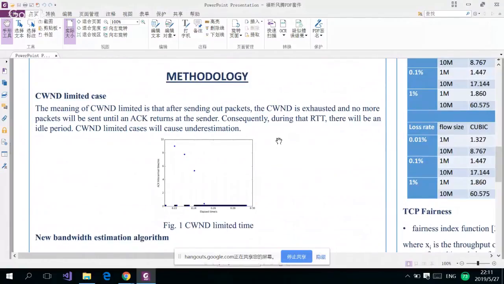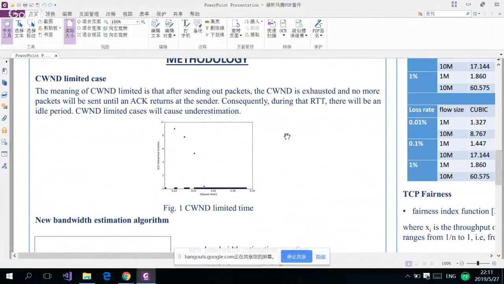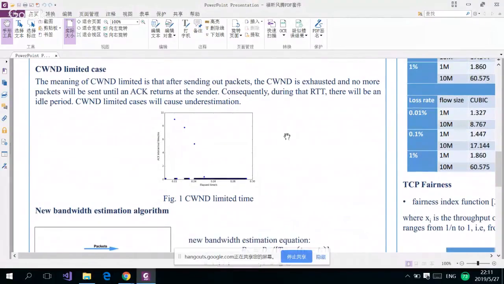The meaning of cwnd-limited is that after sending out packets, the cwnd is exhausted and no more packets will be sent until an ACK returns at the sender. Consequently, during that RTT, there will be an idle period. The cwnd-limited case will cause underestimation.